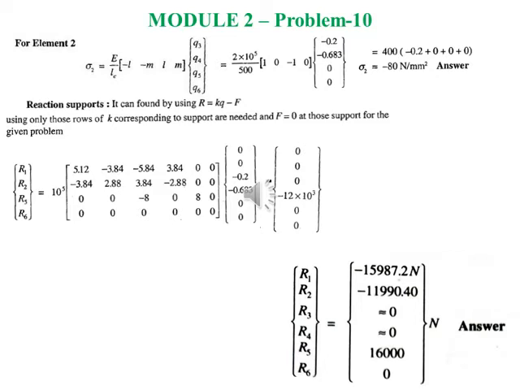And solving, we get the values of R1, R2, R3, R4, R5 and R6 as minus 15987.2 newtons, minus 11990 newtons, R3 equal to 0, R4 equal to 0, R5 16,000 newtons, R6 equal to 0.